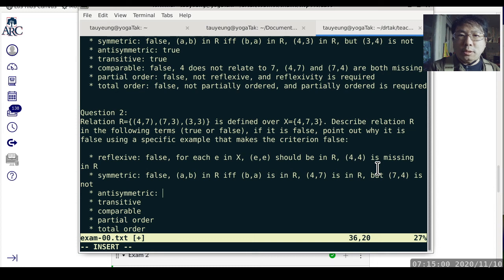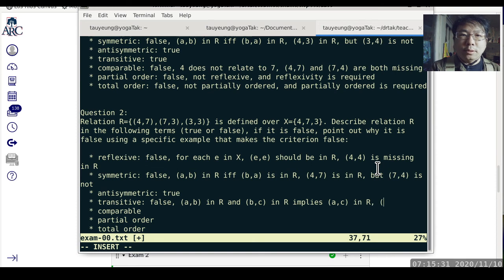It is asymmetric, okay, so it's true. Is it transitive? So this time we can definitely tell it is not transitive. And in order for a relation to be transitive, we basically have to make sure that AB is in R and BC is in R implies AC is in R.